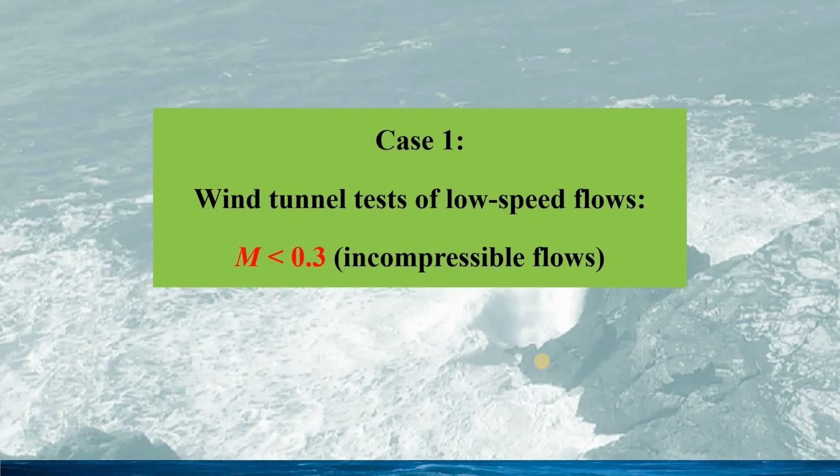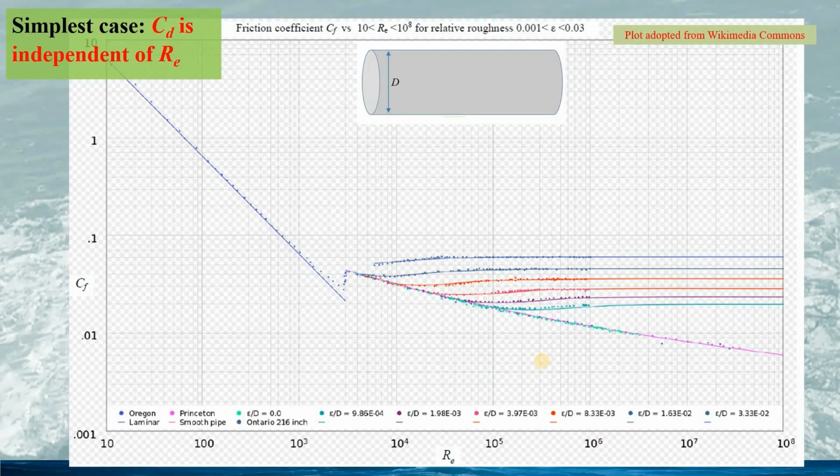Next, we will discuss the flow modeling for different scenarios. The first scenario is the low-speed flows, in which the Mach number has a very small or no effect on the flows. The first example is the flow in a horizontal pipe. Here, the Moody diagram is given based on the published experimental data for the friction coefficient of the viscous flow in the horizontal pipe, CF, against the Reynolds number.